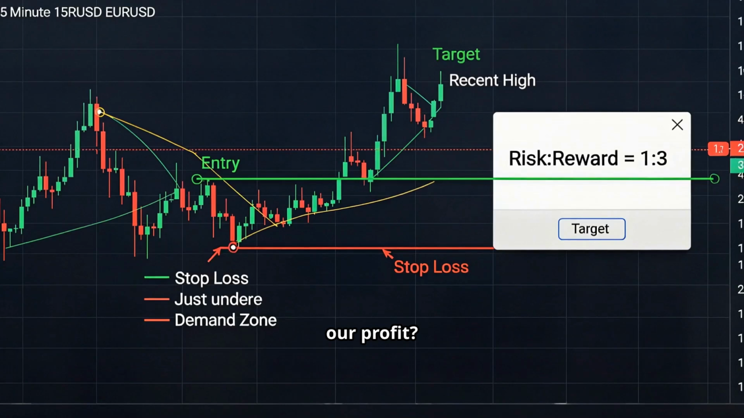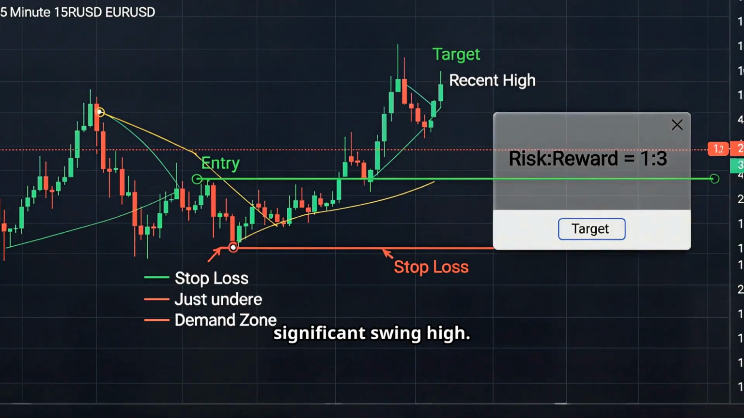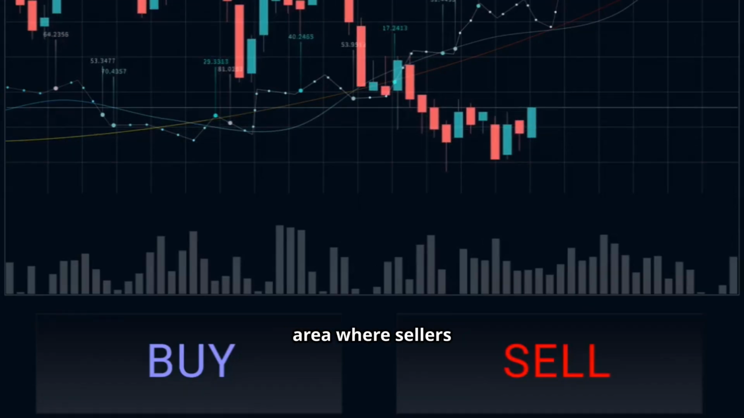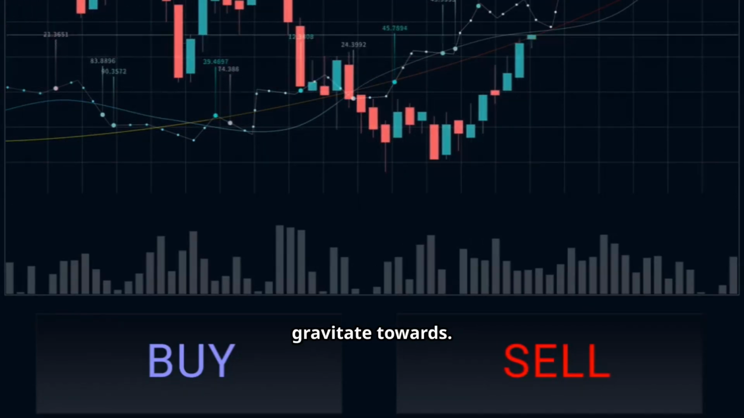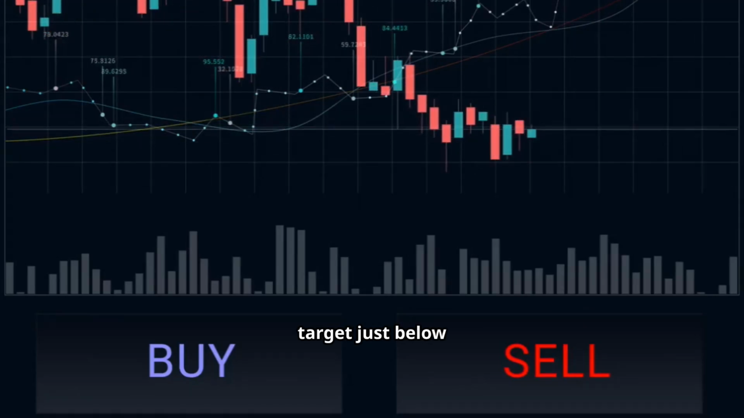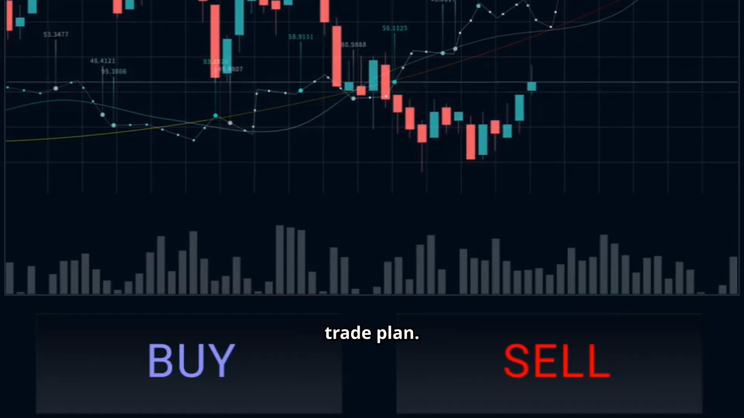Finally, where do we take our profit? We look left on the chart to identify the most recent significant swing high. This is a natural area where sellers previously stepped in and is a logical place for price to gravitate towards. By setting our target just below that high, we complete our trade plan.